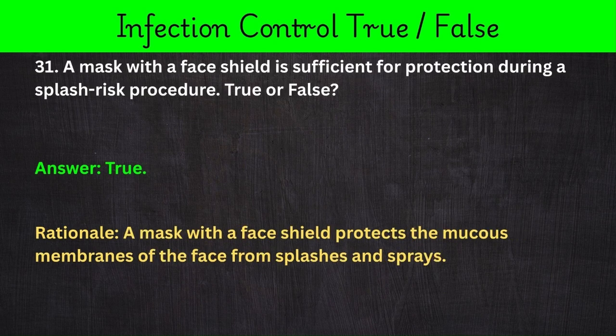31. A mask with a face shield is sufficient for protection during a splash risk procedure. True or false? Answer: true. Rationale: a mask with a face shield protects the mucous membranes of the face from splashes and sprays.